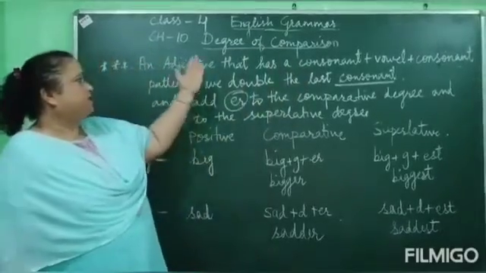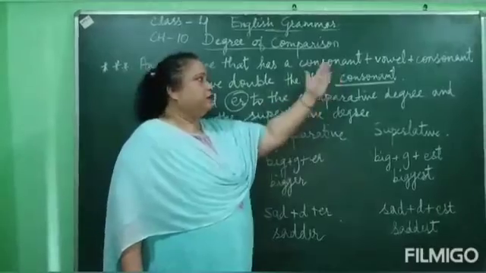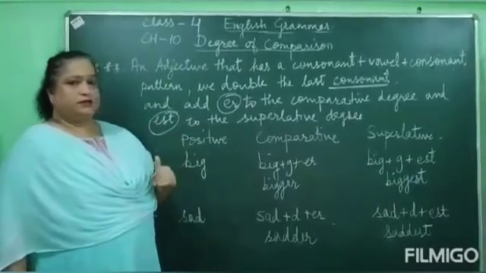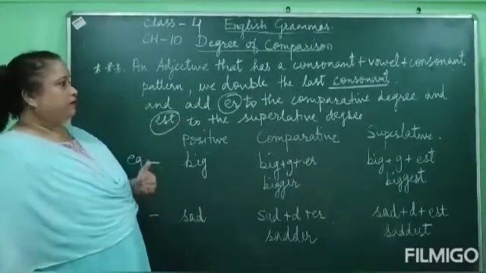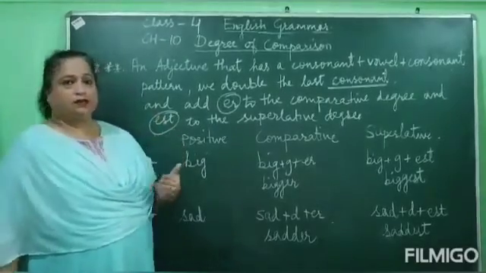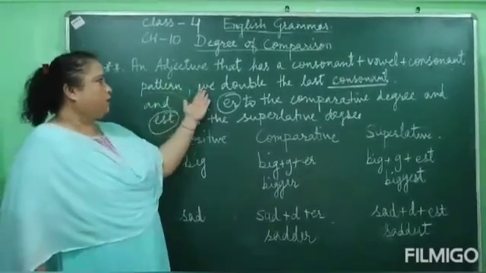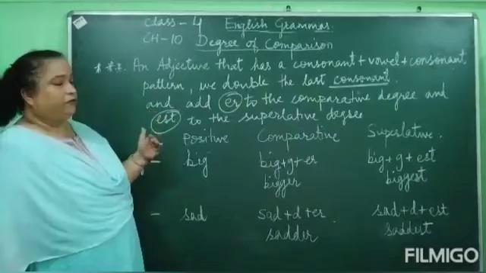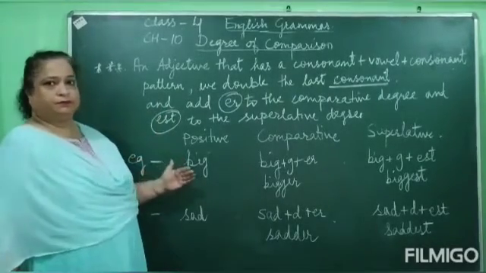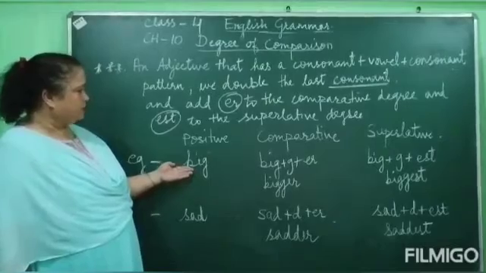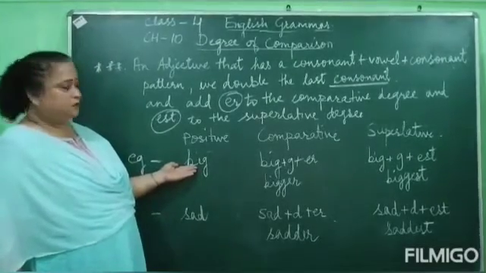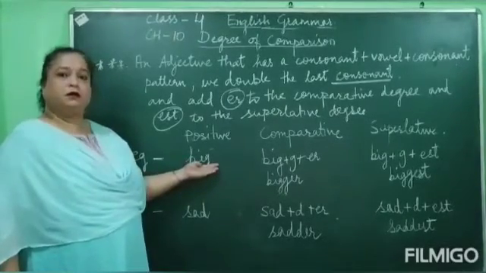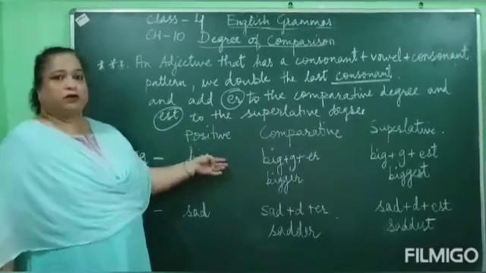So an adjective that has a consonant plus a vowel plus a consonant pattern, that means a word that begins with a consonant, the second alphabet is a vowel, and the third or the last alphabet is a consonant. What do we do? We double the last consonant. For example, if we have the word big, it has the first alphabet as a consonant, the second alphabet as a vowel, and the third alphabet as a consonant. So this is the pattern I am talking about.